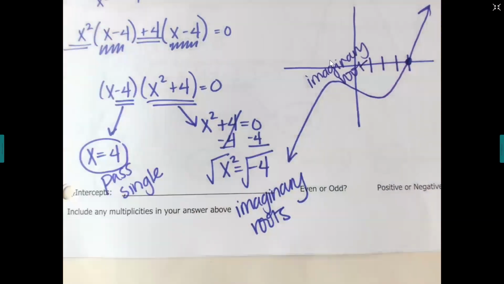Okay, because it kind of heads that way, but then it doesn't actually make it. That's what an imaginary root will look like in your graph. Questions on that? Okay, we have one last thing to do, but it's very easy.